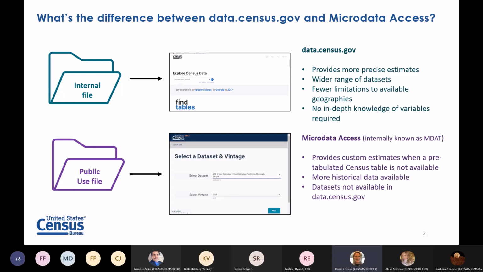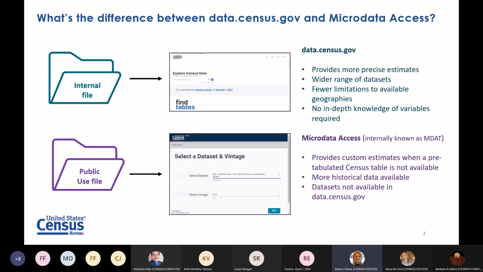One big thing too is that it's limited in the geographies. So on the MDAT, you're going to be looking at nation and state in general for being able to tabulate things. Whereas on data.census.gov, the things that have been tabulated internally, you can go all the way down to block groups in ACS and other ways. Versus what's available with the PUMS files, you're looking at, like I said, nation and state.